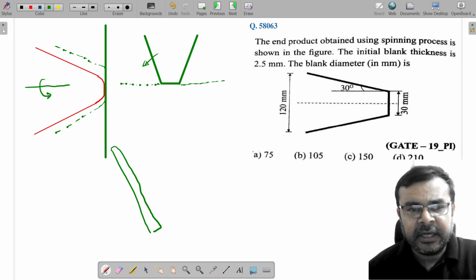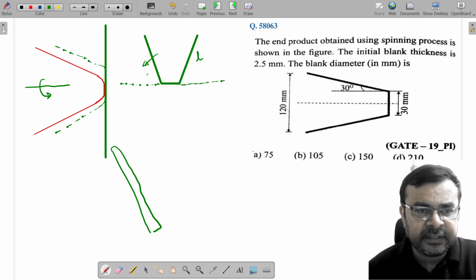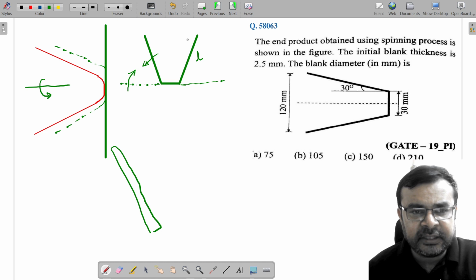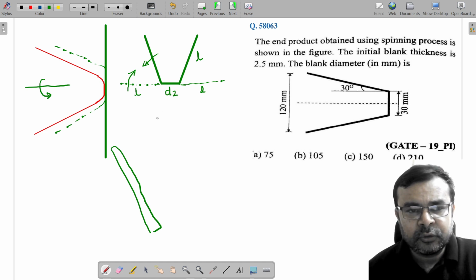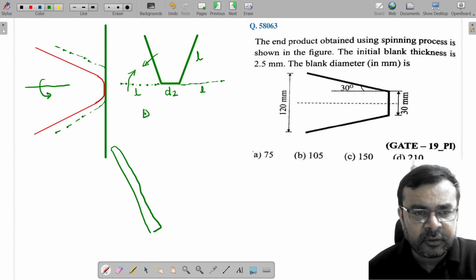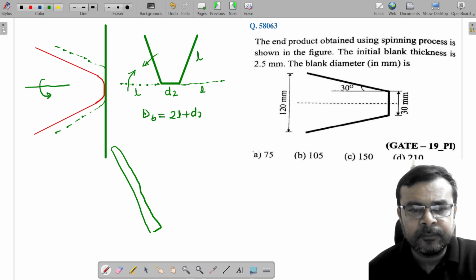This is blank, and this length is nothing. You can say this is the slanting length of this object. Can I say this blank is bent like this, then we get this shape. So this length is L, and this is L, and this is diameter which is D2. Yes or no? So the diameter of the blank is 2 times of L plus D2. Now the question is how to determine L.